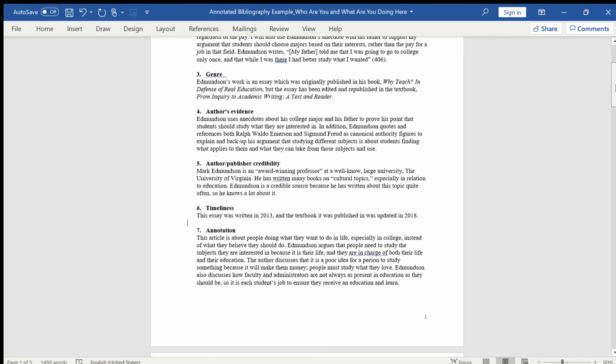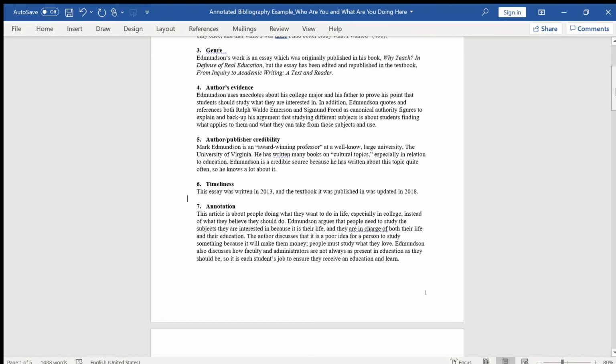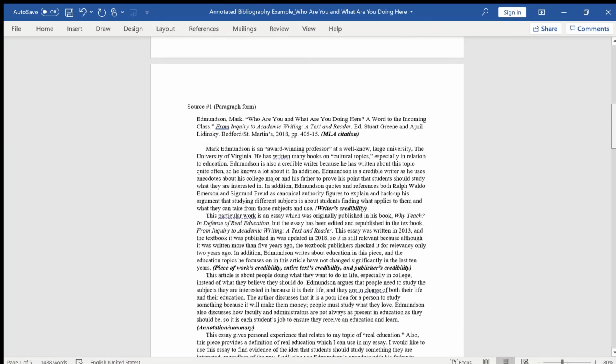Okay, so that's the annotation, that's the summary. It's only 4 sentences. Again, depending on the instructor, they might want an annotation that's longer. Now let's go down to the paragraph form.